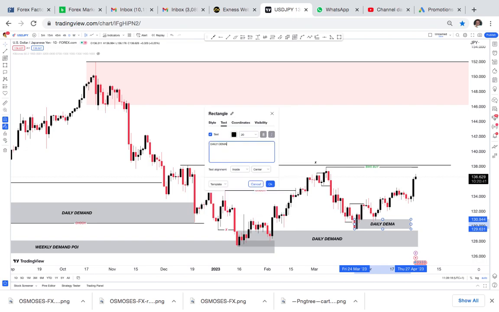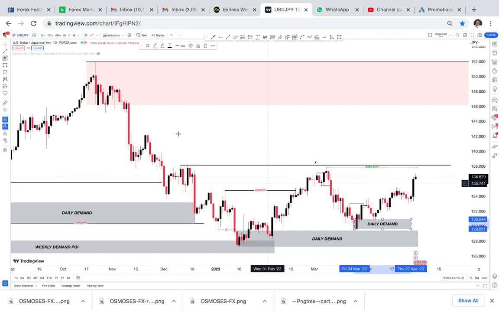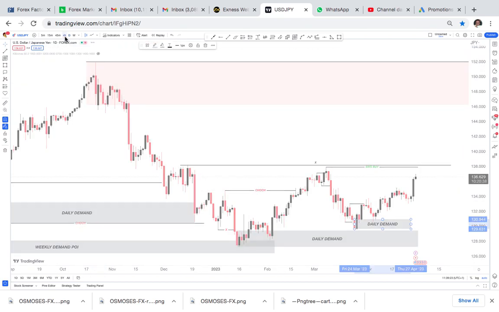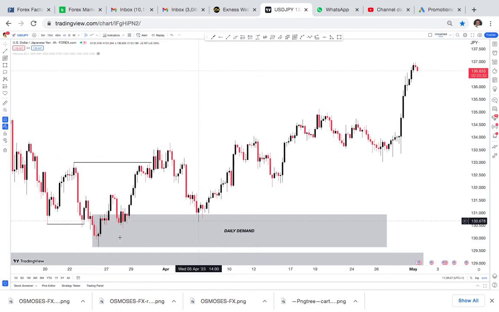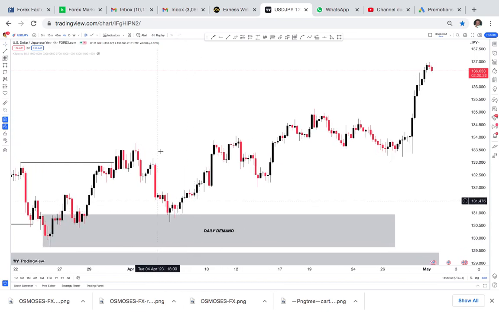Daily demand. So inside the daily demand, let's go down to 4 hour. Good. So inside the daily demand, I'll be waiting for my 4 hour to be picked, but initially when I see a buy setup, I'm in for this high to be taken out. Once this high is taken out, I'm in. Okay.